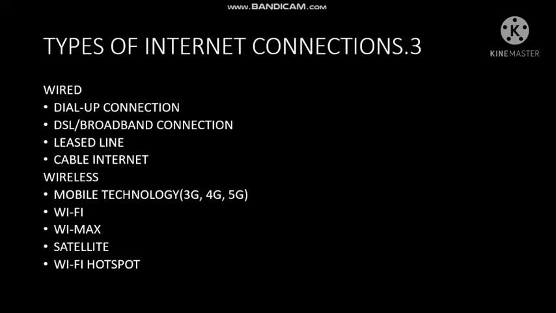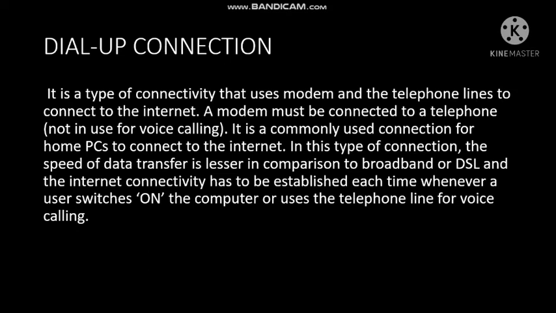Depending on the type of wire or the type of connection, we have the wired ones like dial-up connection, DSL or broadband connection, leased line connection, and cable internet. One by one we'll discuss all these types. Then we have the wireless ones: mobile technology, which we all are using, then Wi-Fi connection, WiMAX, then satellite, and the last one is Wi-Fi hotspot. So let's start with dial-up connection.